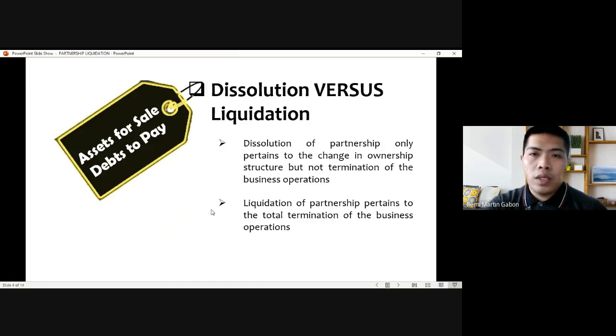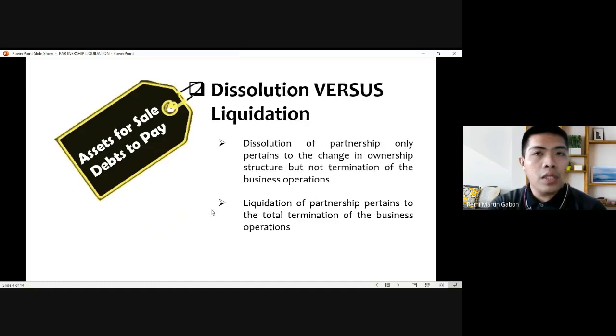Dissolution versus liquidation. A dissolution of a partnership only pertains to the change in the ownership structure, as I have discussed with you with the partnership dissolution, but not termination in the business operations. So the business is still ongoing, still operating. However, the ownership structure is already different when it comes to dissolution.